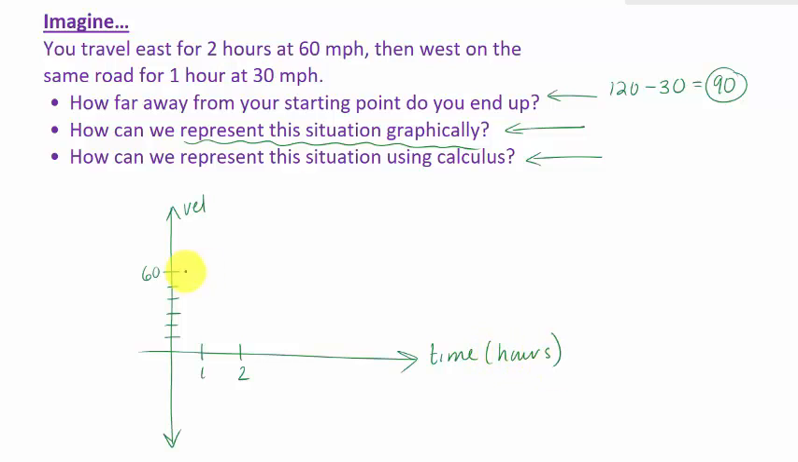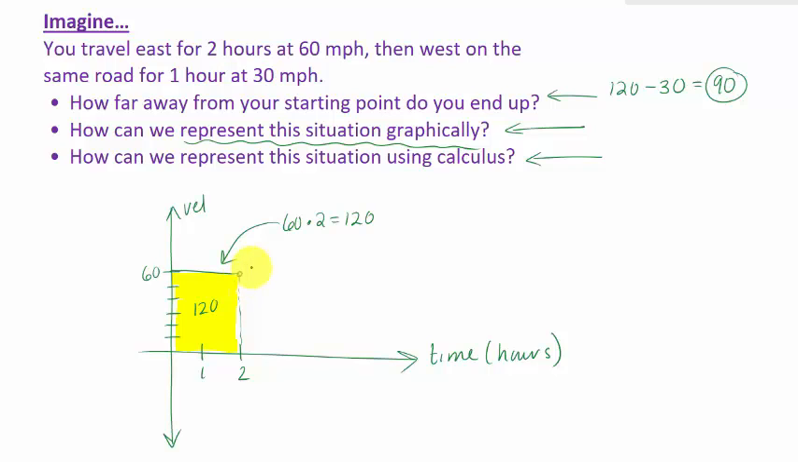Okay, if we go 60 miles per hour for 2 hours, we have just covered 120 miles. You'll notice the area of the rectangle is 120. So we can represent the total distance we've traveled by computing the area under the velocity curve.